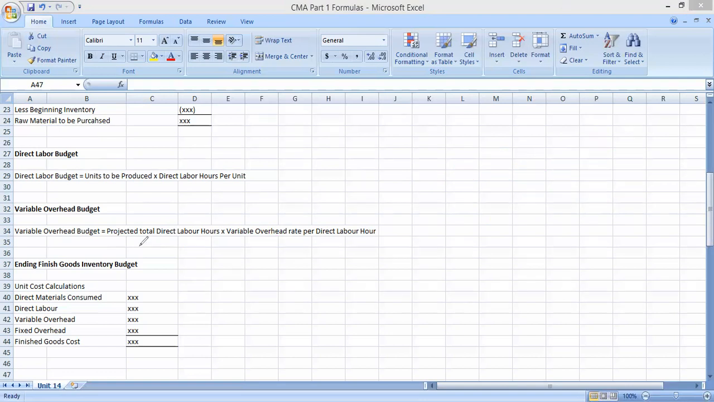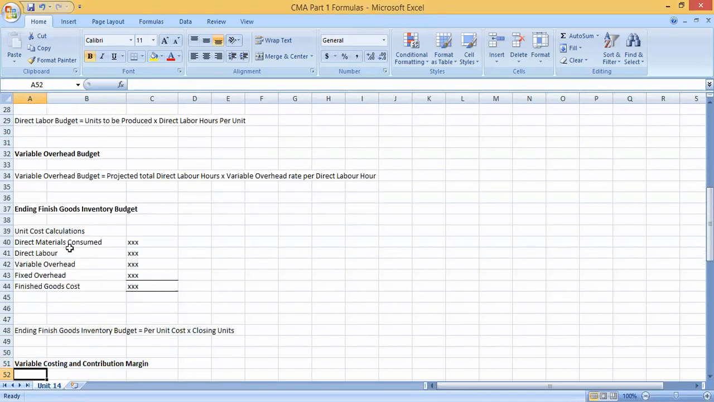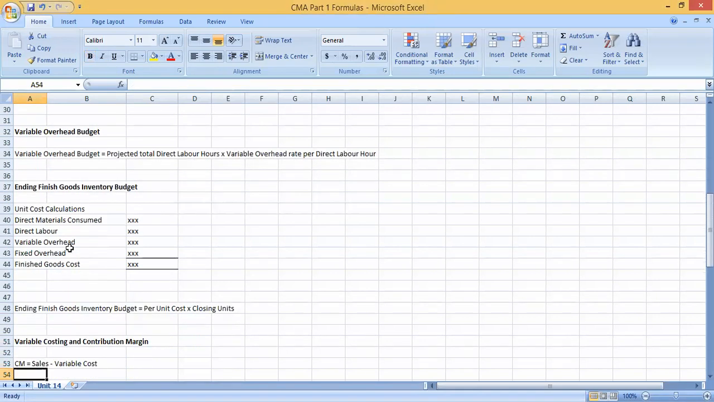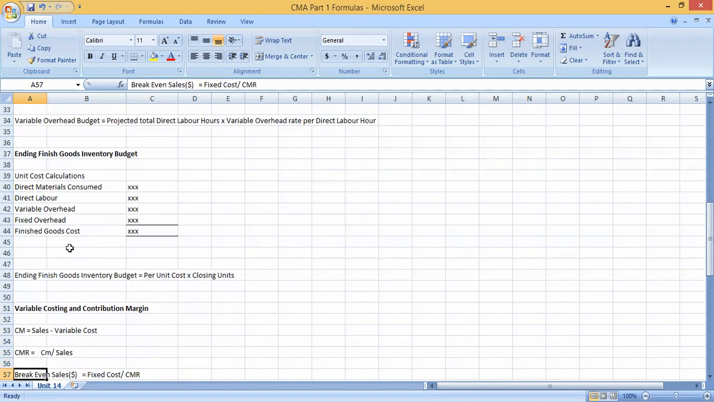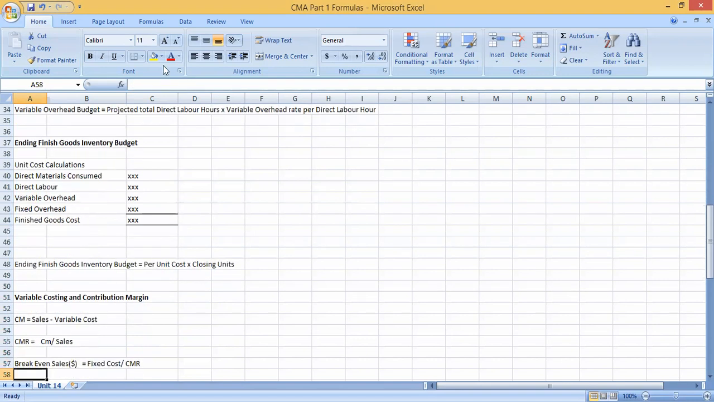Next one, students, just after the variable overhead budget, of course, there is the fixed overhead budget. There is no formula there. You just do the estimation based on your level of activity and also based on your last year's spending. You do the estimation for fixed overhead. The next topic within the same unit, we have the ending finished goods inventory budget.